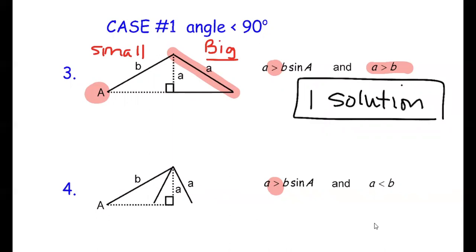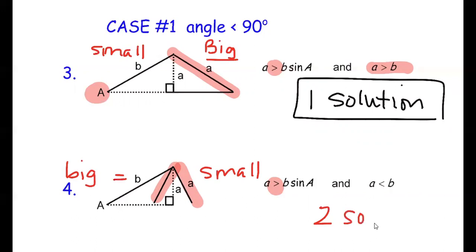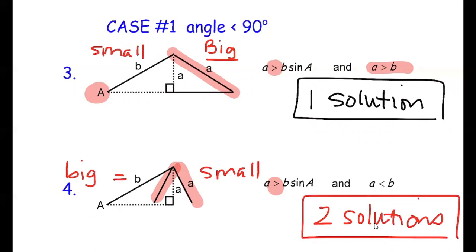Okay, now here's the deal. If this side is actually the small side, and the other side that doesn't have the pairing is the big side, this is where you can get two cases. So we need to know how you figure out how many solutions you have, but also how you figure out the solutions when you have those. So if A is smaller than B, but A compared to B sine A is big enough, that's where you get two cases, okay? All right.